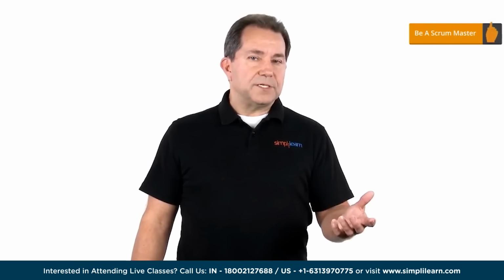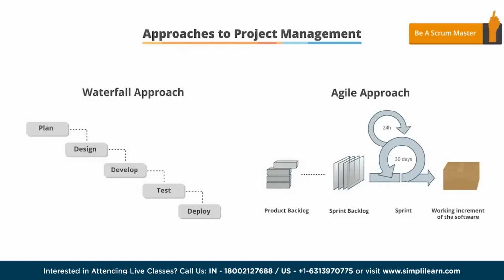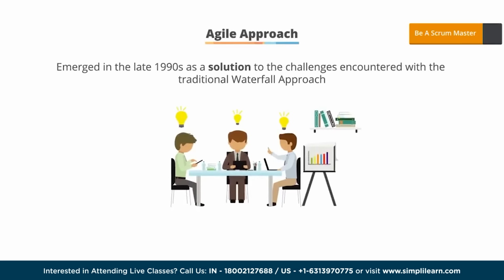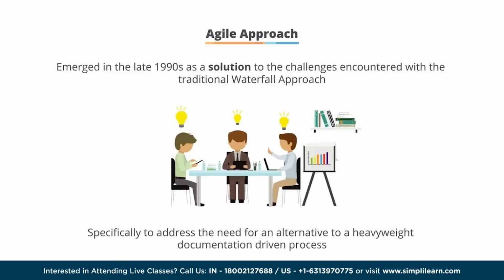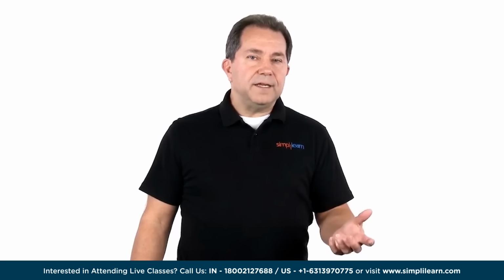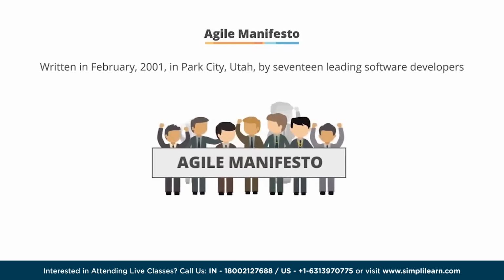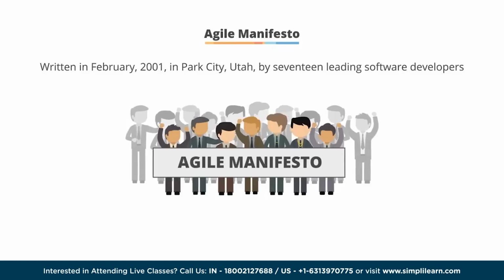There are two main approaches to project management: the traditional waterfall approach and the Agile approach. Originally, Agile developed as a way to better manage software development projects. Agile emerged in the late 1990s, specifically in response to the challenges encountered when managing software development projects using the traditional waterfall approach, specifically addressing the burdens of heavy documentation and frequent changes in requirements. Agile techniques and best practices began to emerge and gain prominence in software development projects. This led to a meeting in February 2001 in Park City, Utah, where 17 leading software developers wrote what has become known as the Agile Manifesto.